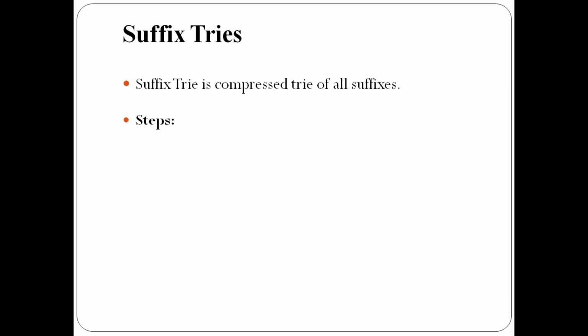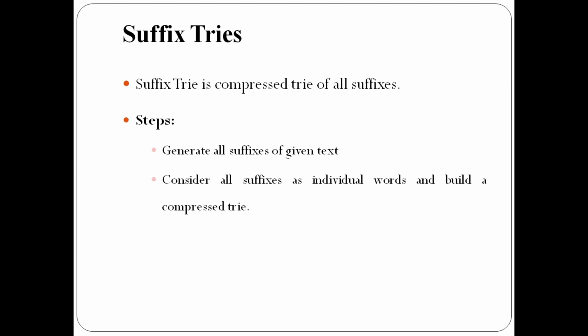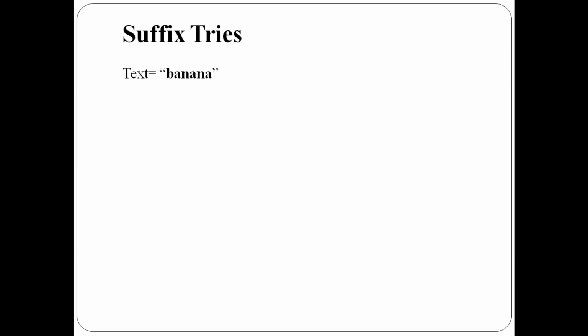So let us consider the steps that are involved in the construction of a suffix trie. First, we have to generate all the suffixes of a given text, and when we generate all the suffixes, we have to consider all the suffixes as individual words and build a compressed trie. Let us consider an example.